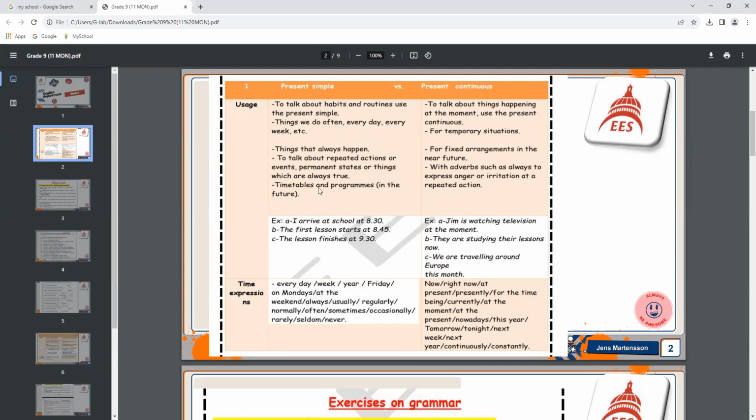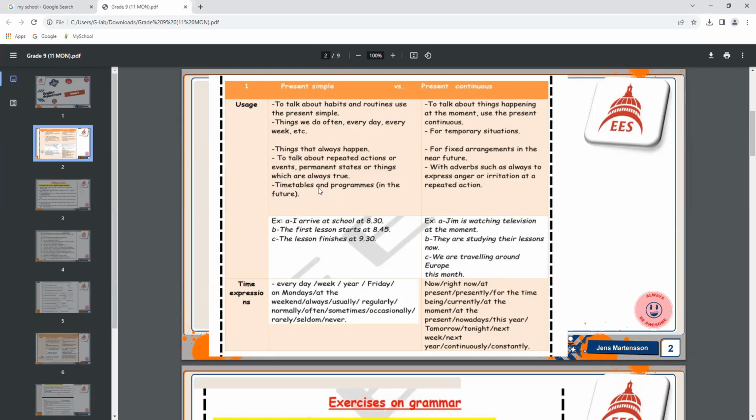Okay, so let's start with the present simple tense. We use it to talk about many things. We can use it to talk about habits and routines, like maybe I wake up early every day. I usually go to school. I play football on Fridays, and so on.